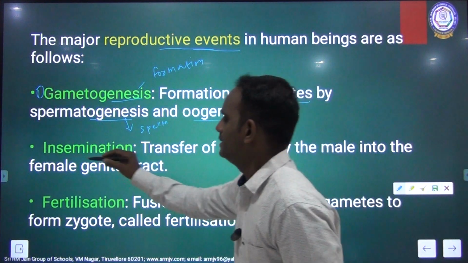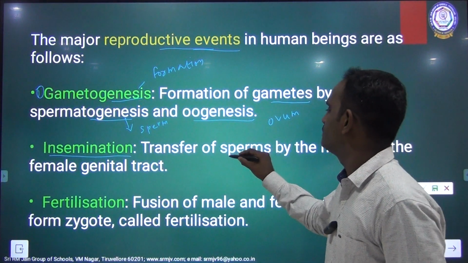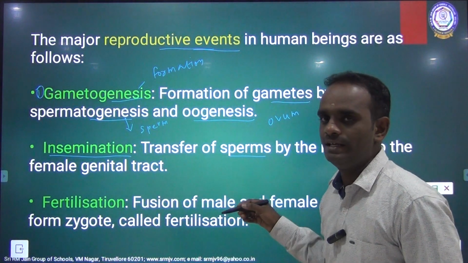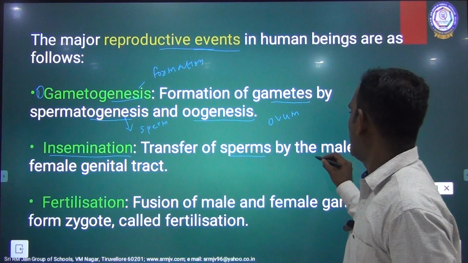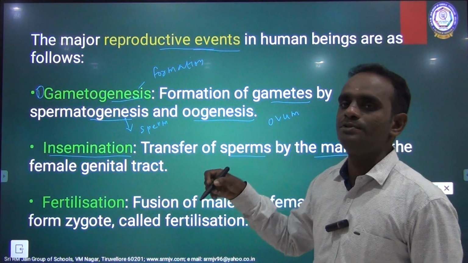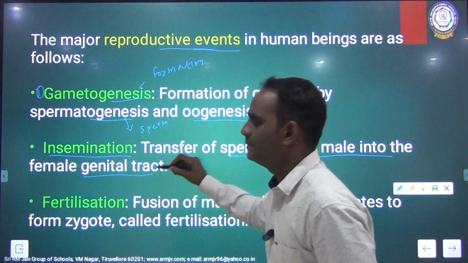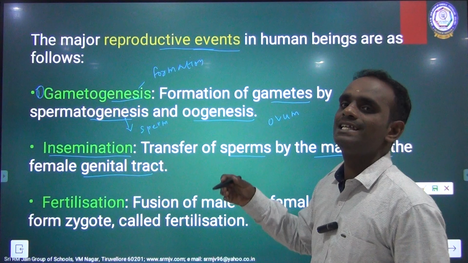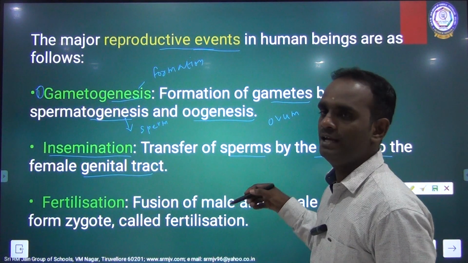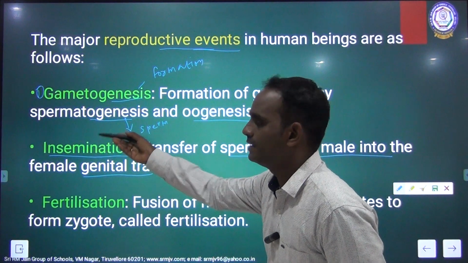The second event is insemination, transfer of sperm. Insemination is the transfer of sperm by the male into the female genital tract. Female genital tract means vagina. So insemination means transfer of sperm by the male into the female genital tract. This is the second event.